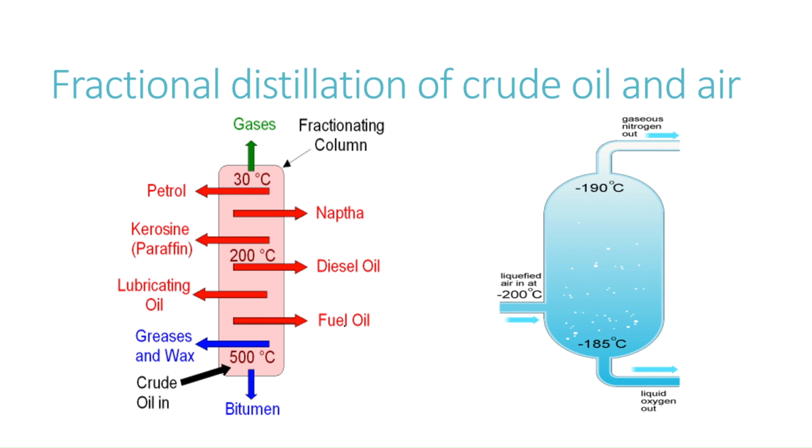The lighter components are those with lower boiling points and less mass. These will come out first, for example gases will distill out first, and the heavier components will distill over at high temperatures. And for the fractional distillation of air, first the air has to be liquefied. The air is compressed and cooled down to liquid air at minus 200 degrees Celsius.